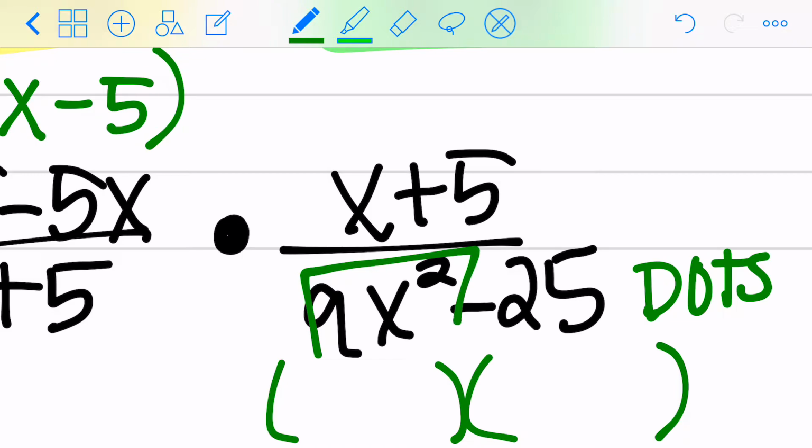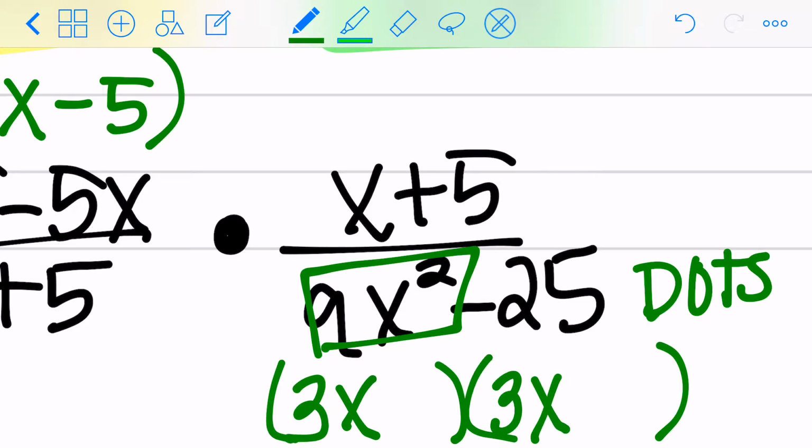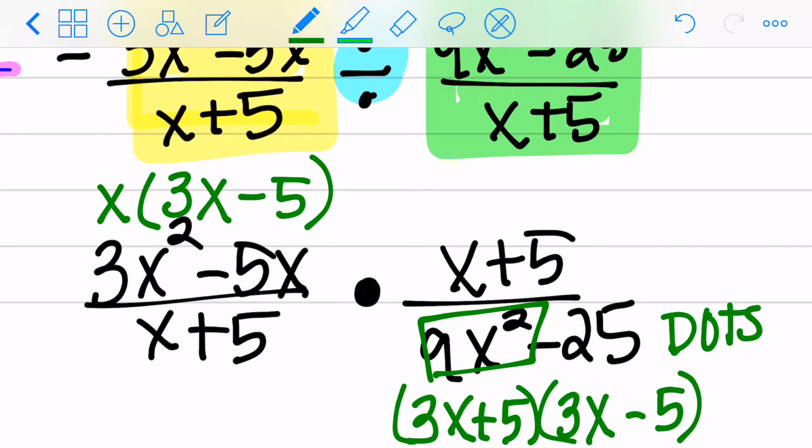So think of square roots. The square root of 9 is 3, and the square root of x squared is x, so 3x. The square root of 25 is 5, and what makes these special is one's positive, one's negative. All right, now let's see where we can cancel. And again, remember, these are done now. Don't look at them anymore.